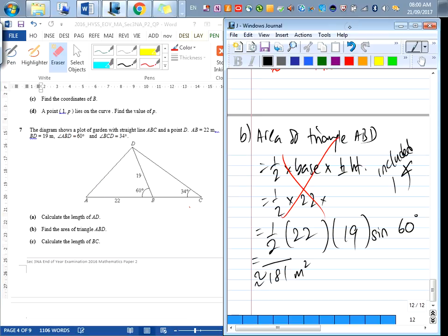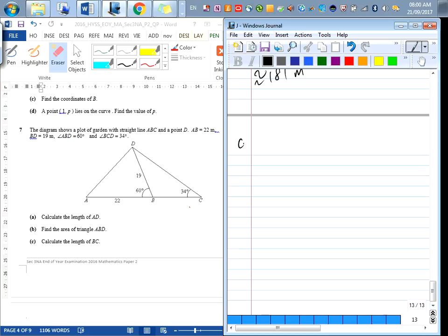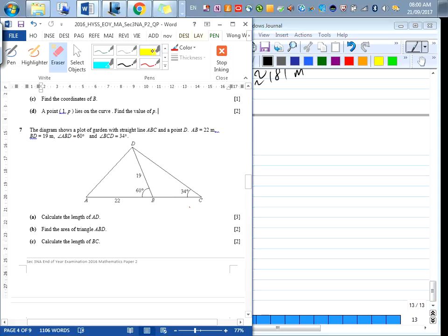Next part is part C. Calculate the length of BC. So BC is over here. How to find this side? Define the included angle, is it? Okay, so Ali is saying this over here is 180 degrees minus 60 degrees, and you get 120 degrees.